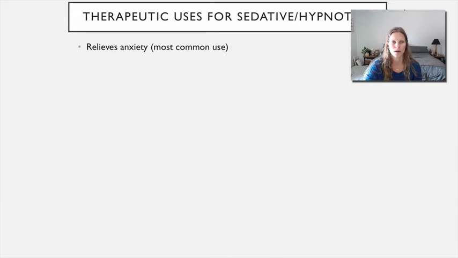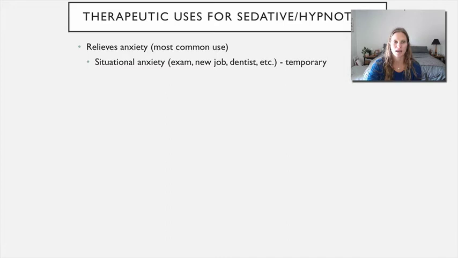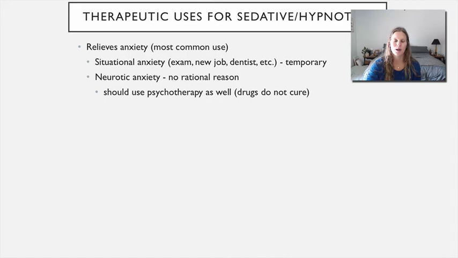But there are all types of anxiety. Situational anxiety is due to some kind of life event and usually is temporary. Neurotic anxiety, as we call it, which isn't really the best term, is anxiety for no rational reason. If somebody has neurotic anxiety, the best course of action would probably be some form of psychotherapy and potentially also a drug, or maybe just the psychotherapy on its own, but definitely those two in tandem.